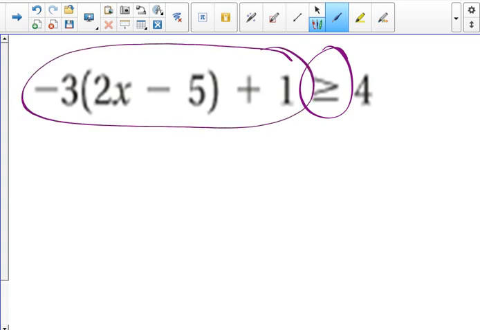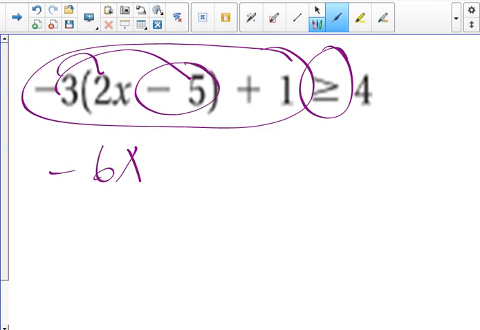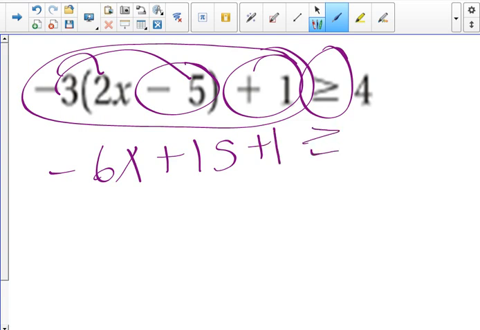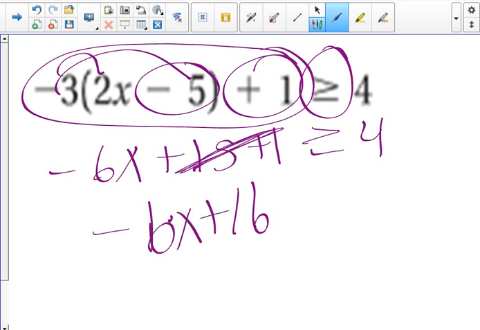Follow your PEMDAS, so we're going to distribute first. Negative 3 times 2x is negative 6x. And negative 3 times negative 5 is a positive 15. Then carry down the plus 1, greater than or equal to 4. Okay, now combine like terms. 15 plus 1 is 16. Carry down the negative 6x, greater than or equal to 4.